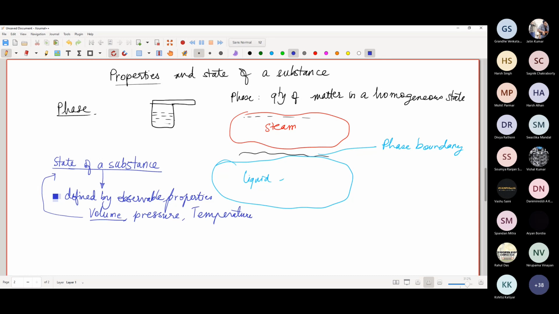So how many specific parameters do you need to completely define the state of a substance? This is an important discussion which will happen in the properties of pure substances. Okay, so when we study that, you will see how beautiful it is.